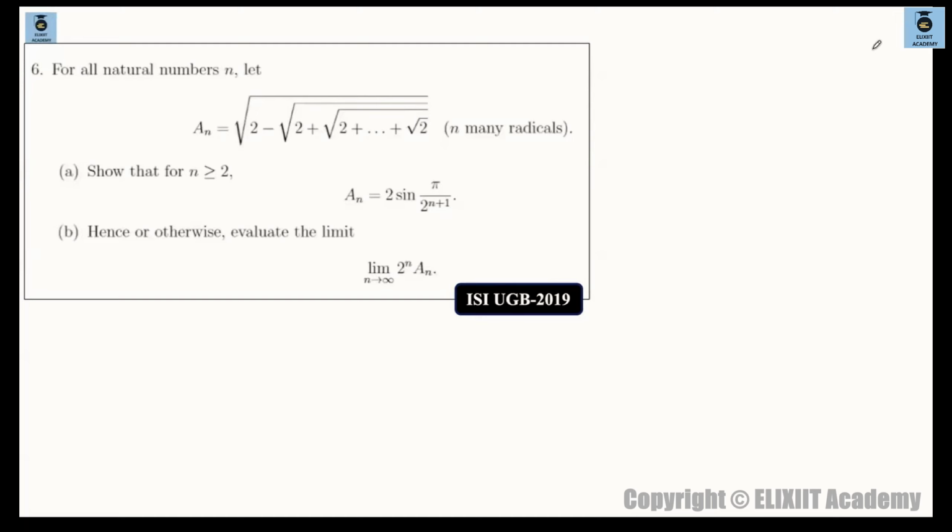क्या दे रखा है? For all natural numbers n is given to be this. For n many radicals, like square root of 2 minus square root of 2 plus and so on and so forth, goes up to the root over of 2, and you are having n many radicals over here. ठीक है. The first part is saying you have to show that for n greater than or equal to 2, an is this. an जो ये जो an दे रखा है, an will get simplified to 2 sin of pi upon 2 to the power of n plus 1. ये हो जाएगा.